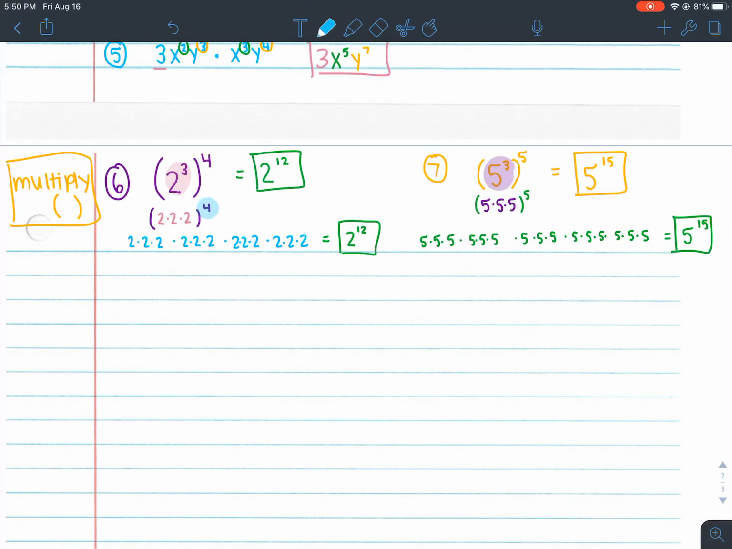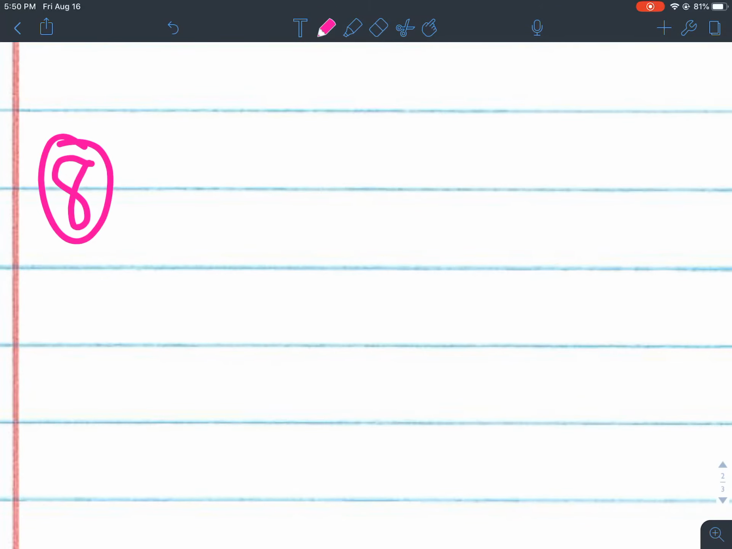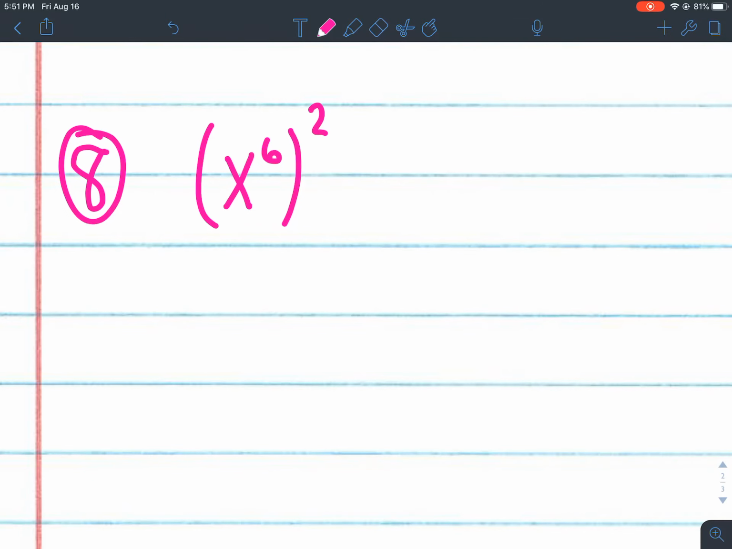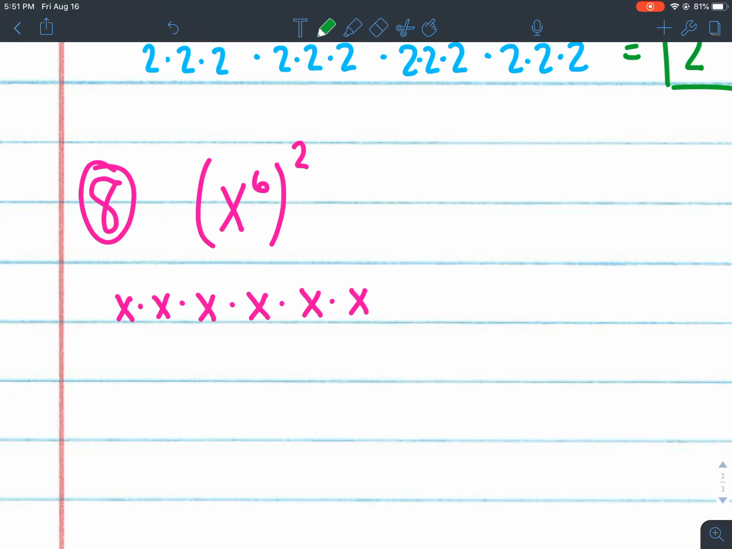All right, so let's go ahead and try that with a variable. Let's do x to the 6th to the power of 2. So x to the 6th is technically x times x times x. I have 6 of those. And then it says I have 2 of them. So I have to say that I have these twice. So I'm going to go ahead and write 6 more.